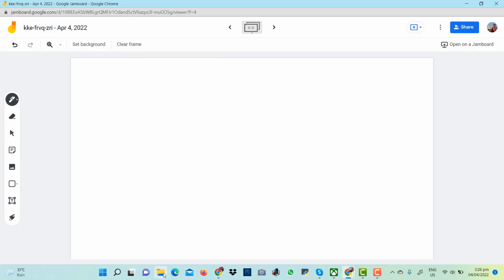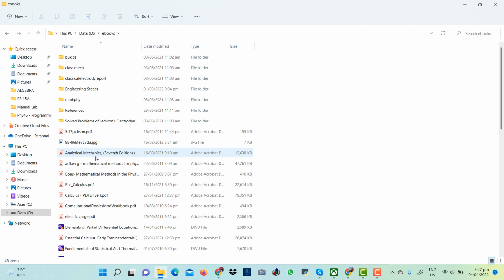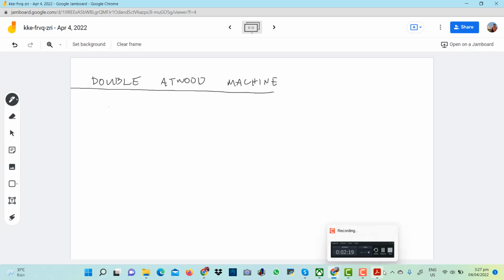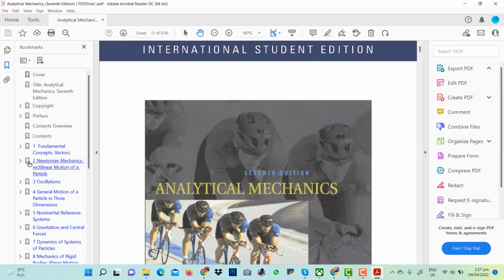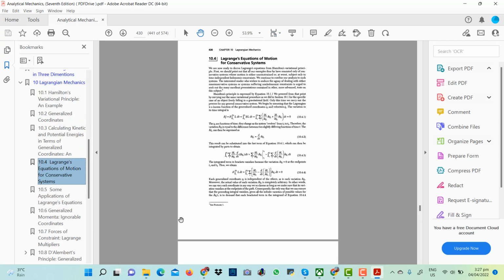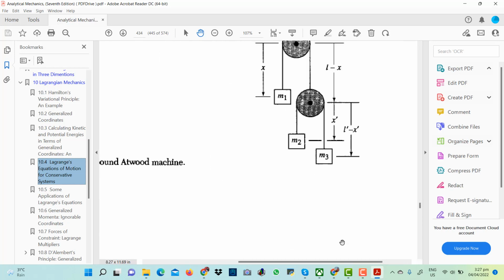It's getting more difficult now, isn't it? Hmm, what else is in the double Atwood? I will draw again. Double Atwood machine. So, this is for the double Atwood machine. Calculate the equation of motion for the double Atwood machine. I will paste the figure of the double Atwood machine. I can draw now. This is the double Atwood machine. Okay, I will paste it here.